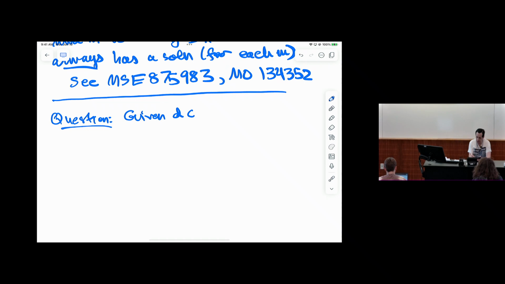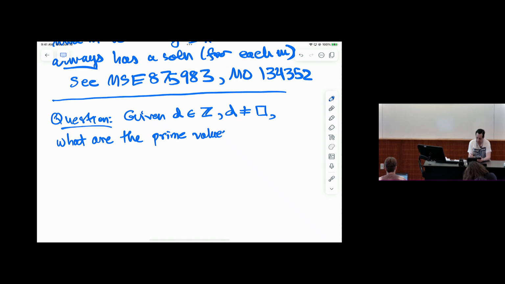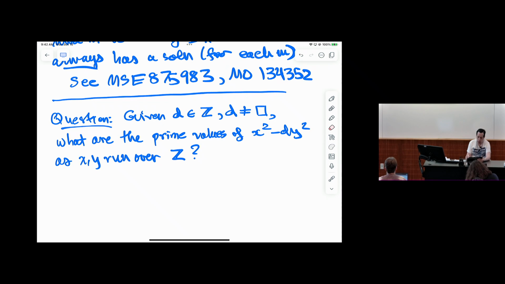If we have an integer d that's not a square, we could ask, what are the prime values of x squared minus dy squared as x and y run over the integers? Okay. So questions like this go all the way back to work of Fermat.